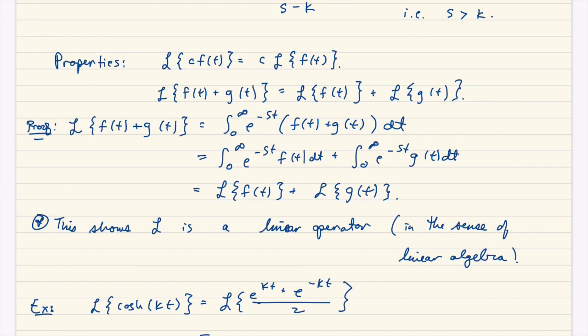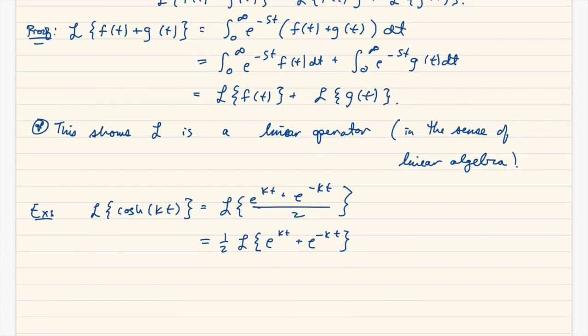I can just use the facts that we just talked about for the Laplace transform. I can bring the 1/2 out. So this is 1/2 times the quantity e to the kt plus e to the negative kt. You can bring that 1/2 constant out, and you're left with the Laplace transform of e to the kt plus e to the negative kt. Then we can use our second property, that the Laplace transform is additive.